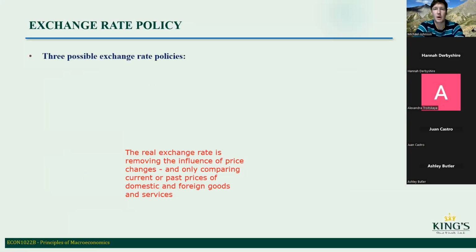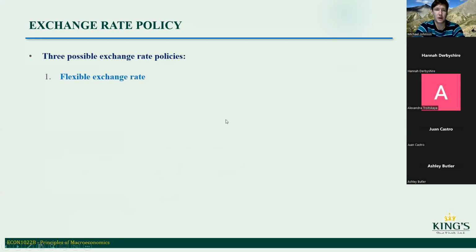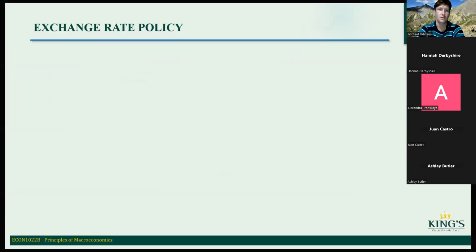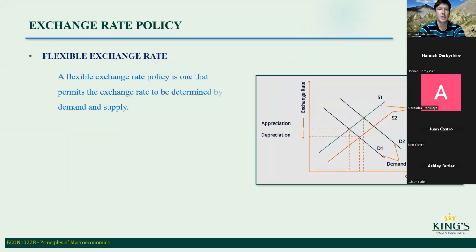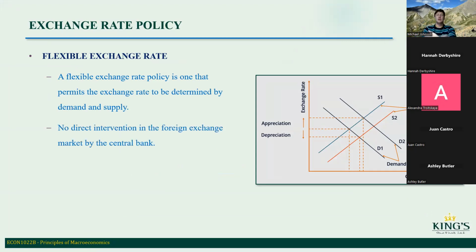So exchange rate policy. We talked about this a bit in the past. There are three possible exchange rate policies: flexible exchange rate, fixed exchange rate, and crawling peg. The flexible exchange rate is when the government allows the exchange rate to be determined by demand and supply. So the central bank doesn't directly change the exchange rate.